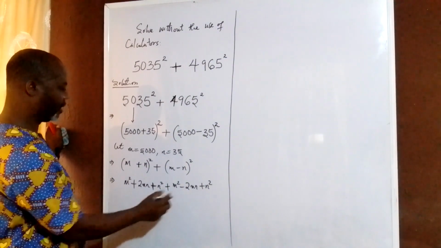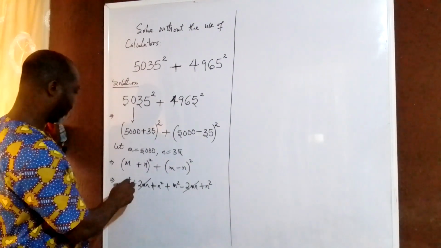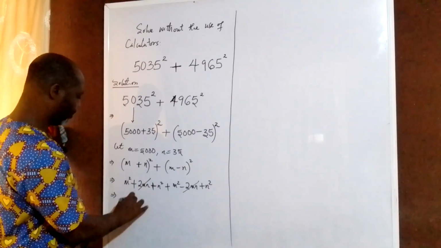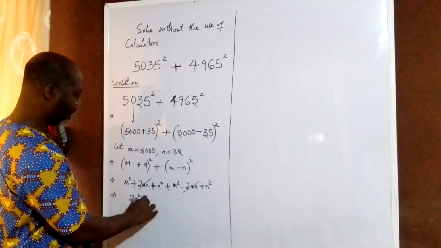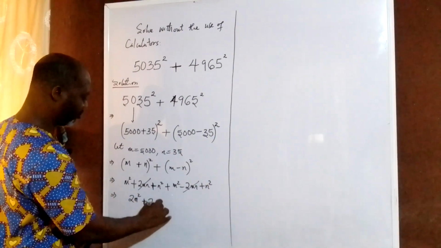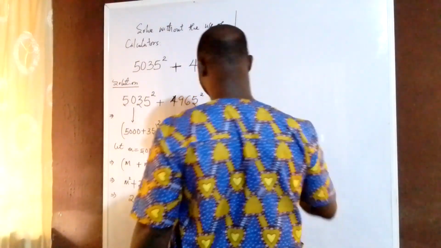So from here you can see that 2mn and 2mn will cancel out each other. And then of course I have m squared plus m squared. That will give me 2m squared. And then I have n squared plus n squared. That will give me 2n squared.